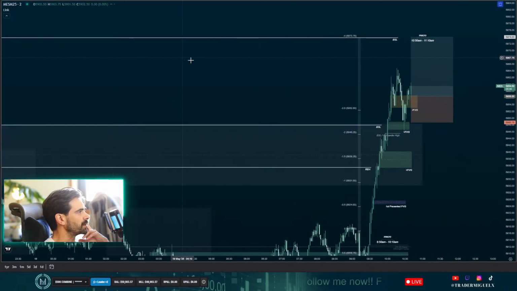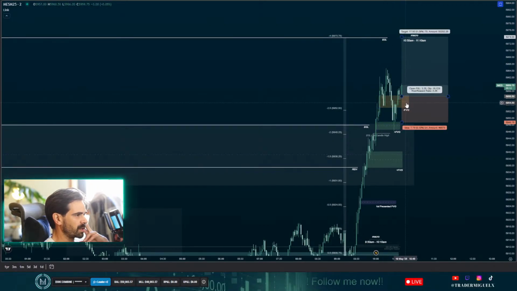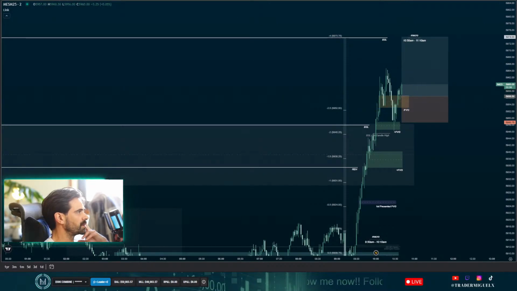on the 2 minute. On the 2 minute, it came right at the top of the NWOG. It bounced from the fair value gap, and then inverted once again this previous bullish PD array right here.